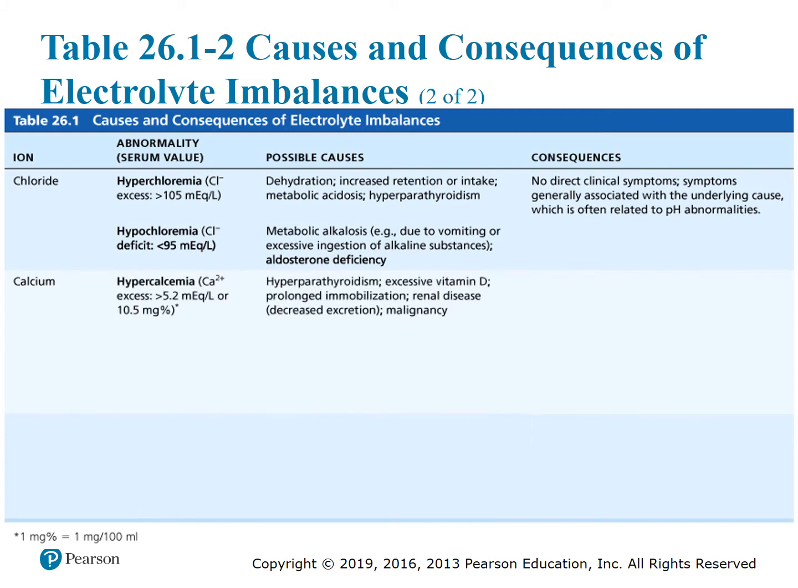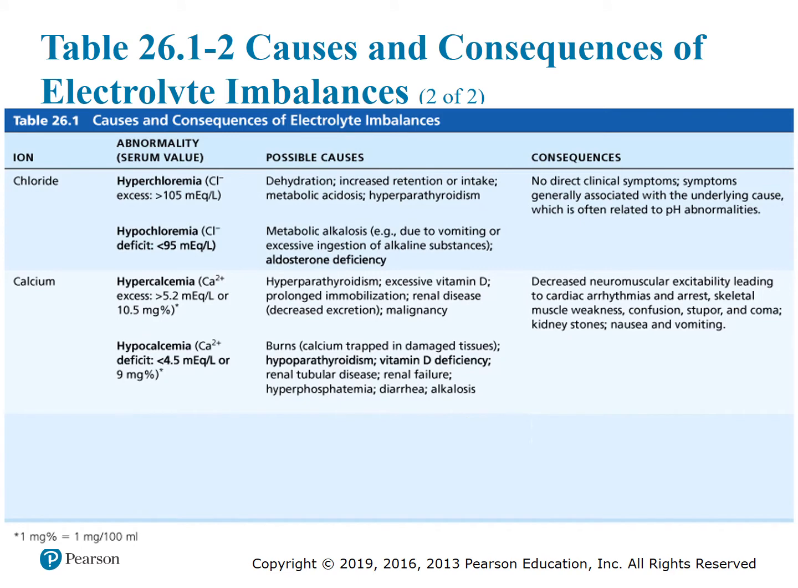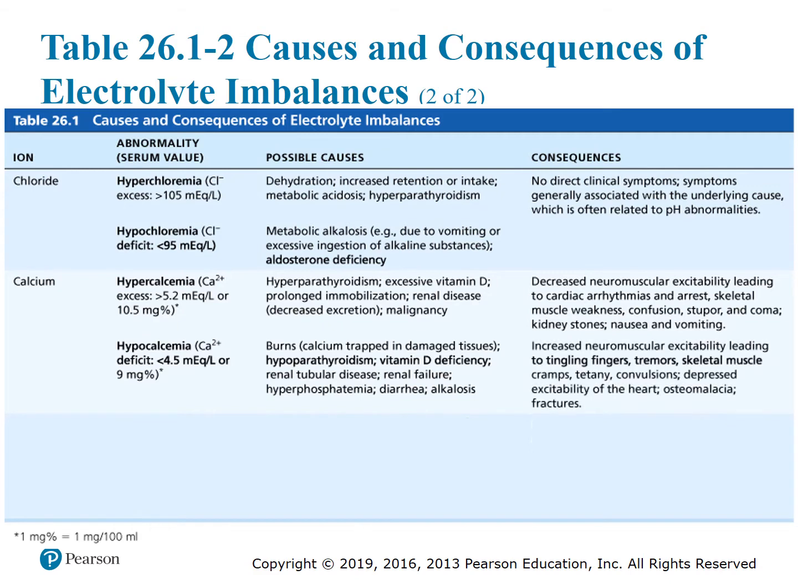Hypercalcemia can result from hyperparathyroidism or excessive vitamin D, prolonged immobilization, and renal disease. With an excess of calcium you can have decreased neuromuscular excitability, which can lead to cardiac arrhythmias and arrest. And you see some of the other consequences here. Hypocalcemia, possible causes of that are burns, hypoparathyroidism, or vitamin D deficiency. So you can get increased neuromuscular excitability, tingling fingers, tremors, skeletal muscle cramps, and over the long haul, osteomalacia and fractures.